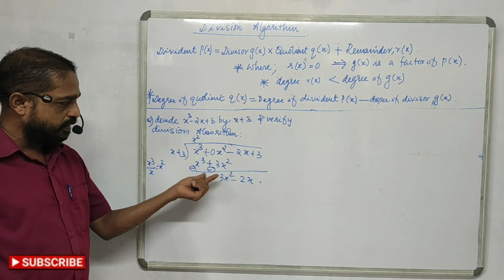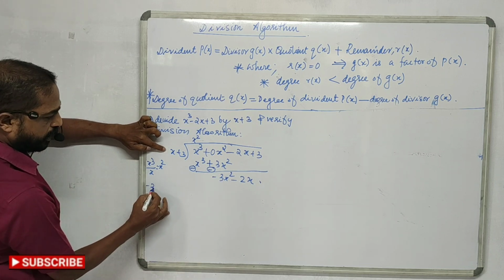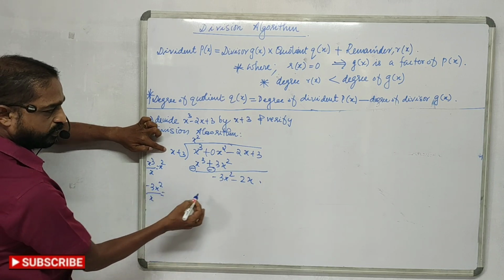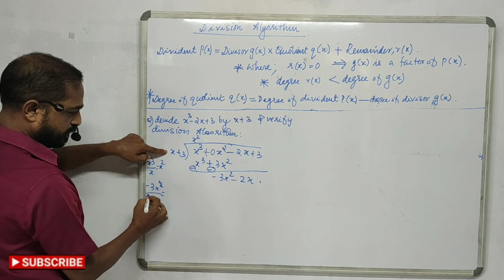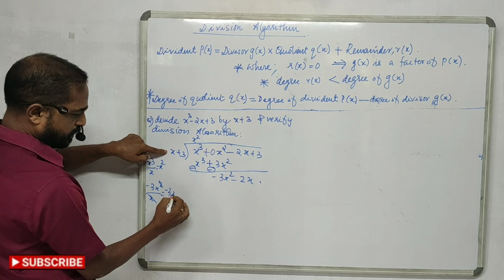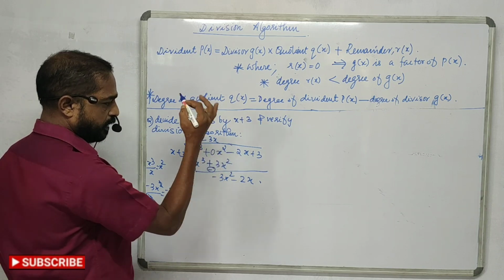Here the first term is minus 3x square and here the first term is x. Just divide minus 3x square by x. So what is minus 3x square by x? Cancelling x square and x, you will get minus 3x. So the second term of the quotient is minus 3x.